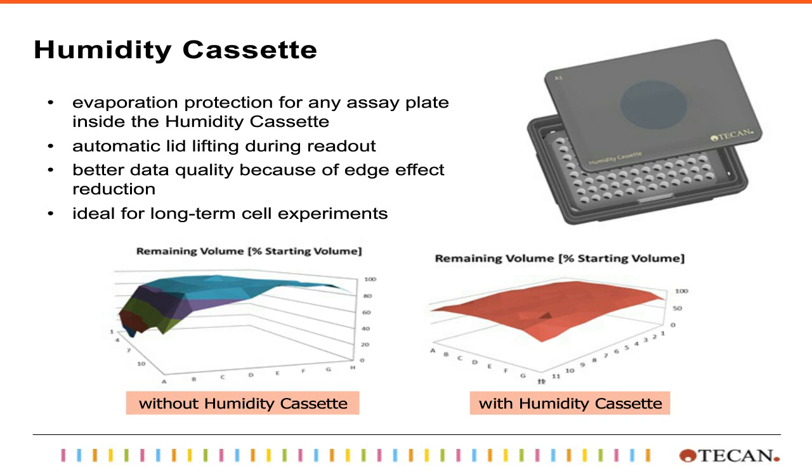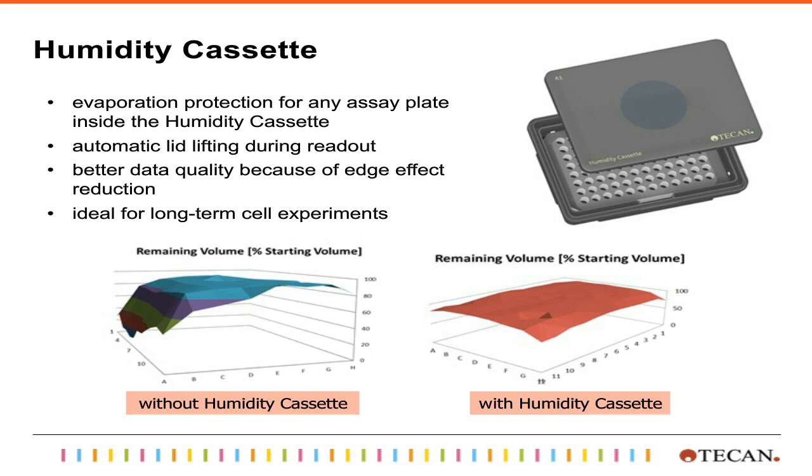However, these plates are very expensive in most cases, so in the range of $20 per plate or even more, and they are single use. So this is why we developed a humidity cassette, which is compatible with every SBS standard microplate. So there is no need to switch to a dedicated and costly microplate type. You can simply use your current or already validated plate type or plate formats.